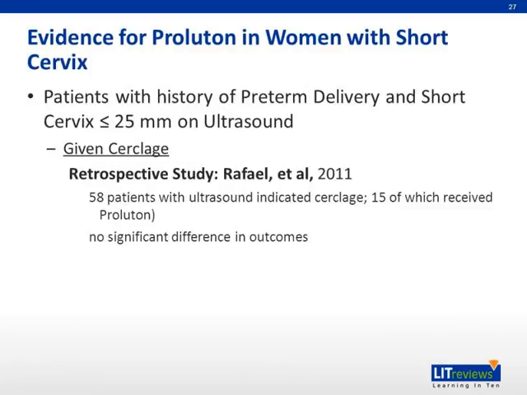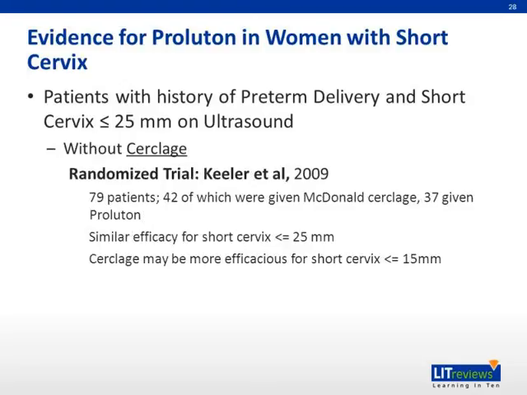A retrospective study by Raphael et al. in 2011 also showed no significant difference in outcomes achieved by giving Proluton to patients with cerclage. Finally, a randomized trial by Killer et al. in 2009 comparing the efficacy of cerclage and Proluton showed that they have similar efficacy for patients with cervix shorter than or equal to 25 mm. However, cerclage was shown to be more efficacious when the cervical length is less than or equal to 15 mm.